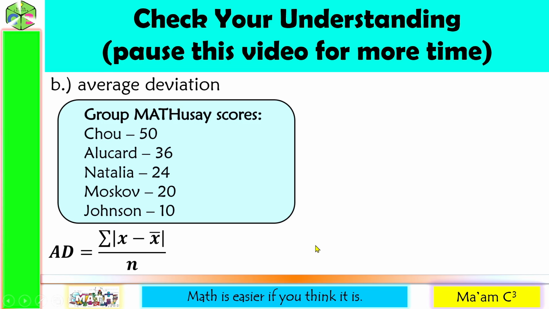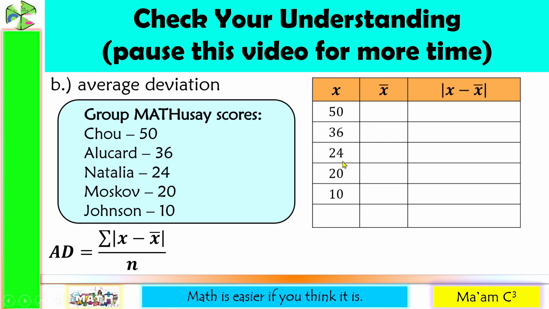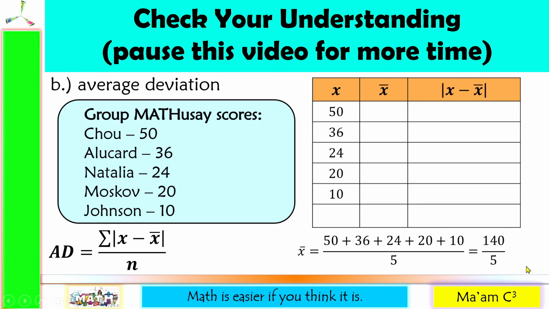We're going to need a table for this. These are our x values: 50, 36, 24, 20, and 10. To solve for x bar, we're just going to add all these values and then divide by 1, 2, 3, 4, 5. So our n is equal to 5. 50 plus 36 plus 24 plus 20 plus 10 is 140. So we have 140 divided by 5, and this is equal to 28. This will be our x bar.